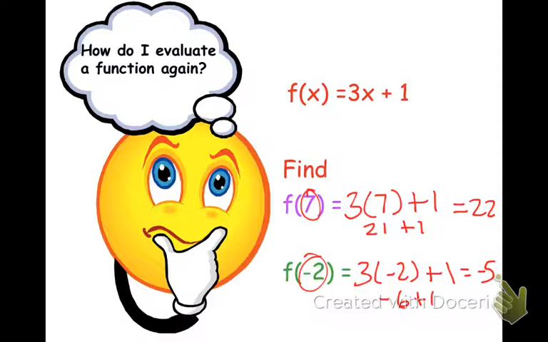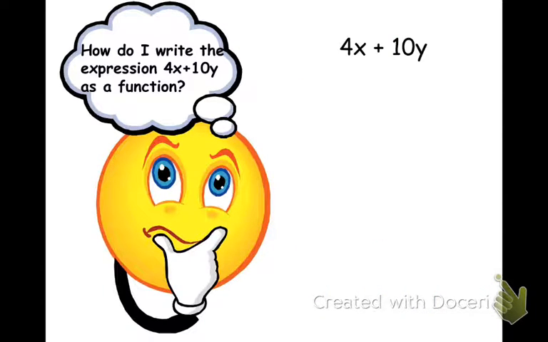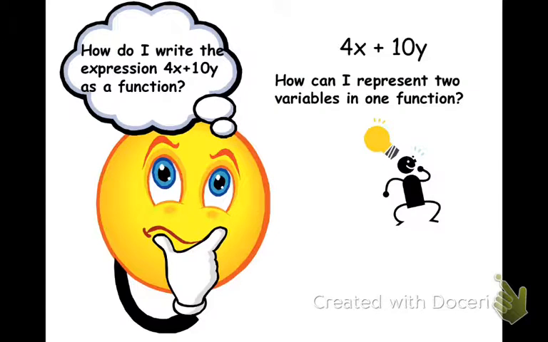All right, let's go ahead and move on to the ones we're going to look at today, which are the new functions. How do I write an expression like 4x plus 10y as a function, where now, instead of just having one variable, I now have two variables? So when I write it in function notation, I have to make sure I indicate the value of each variable, and I have to make sure I indicate the correct order of how to substitute that value.